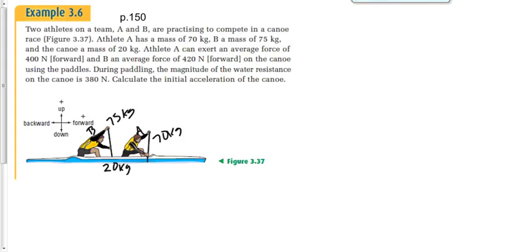A can exert an average force of 400 newtons forward, B 420 forward on the canoe using the paddles, but there's a magnitude of water resistance of 380 newtons. What's the initial acceleration of the canoe?